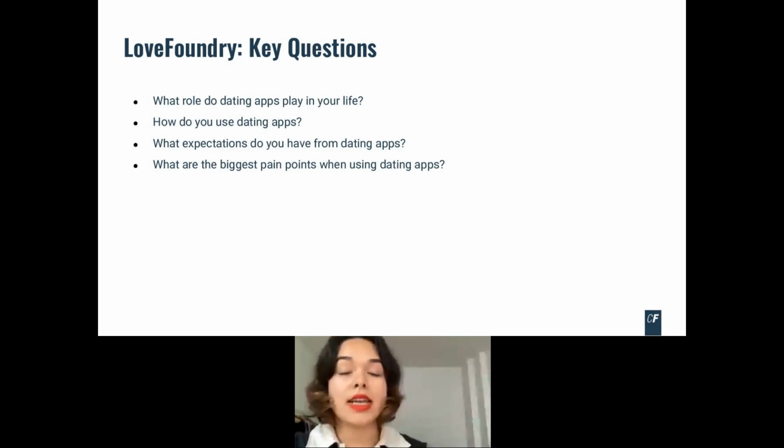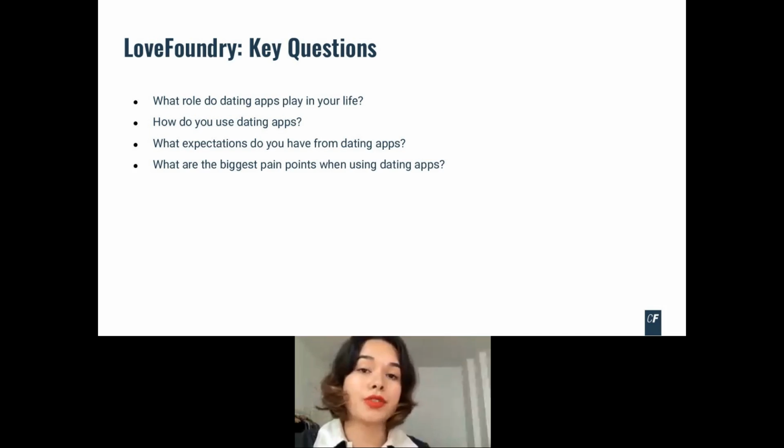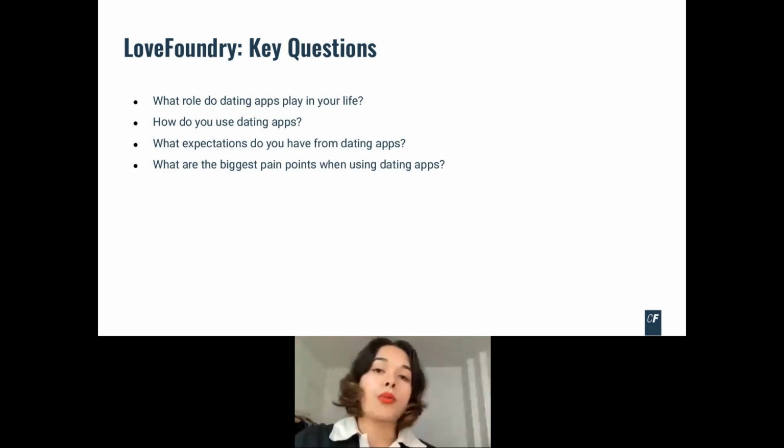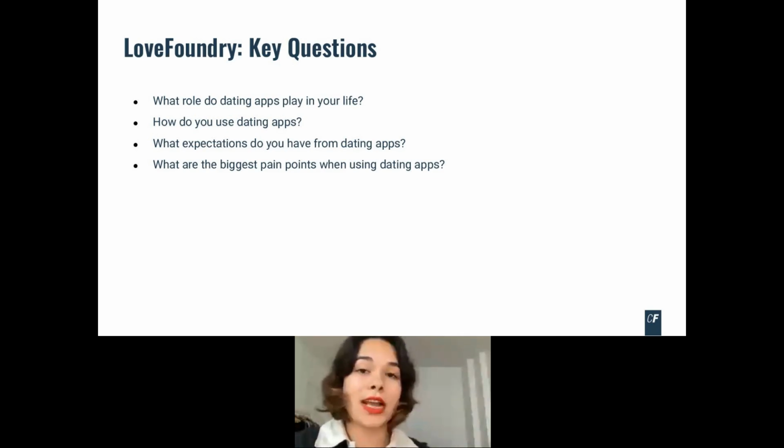And then lastly, what are the biggest pain points? What I'm trying to find out with these key questions is how do our users use dating apps within the bigger context of their lifestyle? What kind of role do dating apps play? And how can we better support them to find a potential love interest?